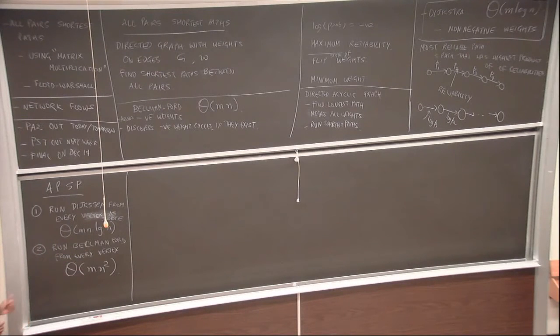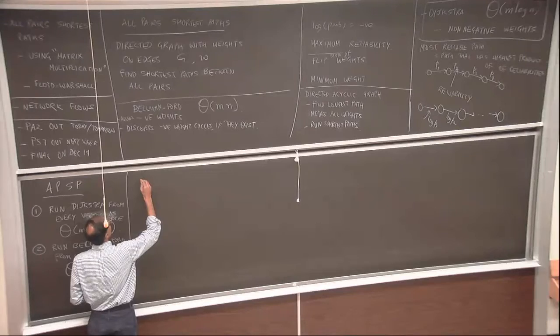Okay? So in all pair shortest path, since we are looking at all the pairs, we have to spend at least n squared time, right? Because for every pair we have to give some answer. So for all pair shortest path, it's much easier to think about the input being given as a matrix.